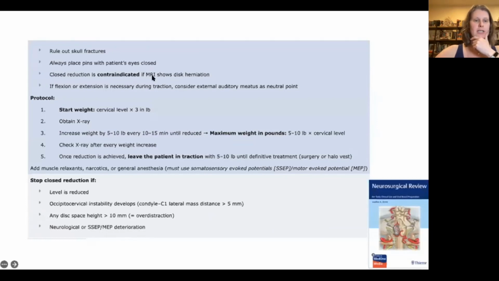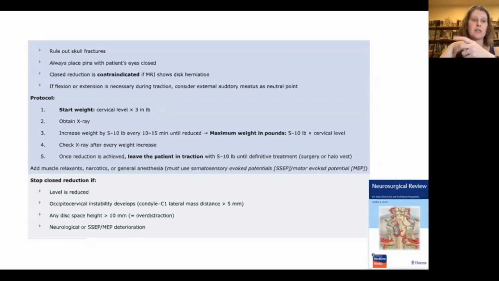Again, closed reduction is contraindicated if you get an MRI before traction and you see a big disc herniation. I usually use the exam for that. Occasionally, depending on the type of fracture, you want to pull the patient in axial traction and flexion, or axial traction and extension. You do that relative to the external auditory meatus. If you want traction and extension, you put it a little bit anterior to the external auditory meatus so that they lift their chin up. If you want flexion, you put it a little bit behind the external auditory meatus to put the chin down.